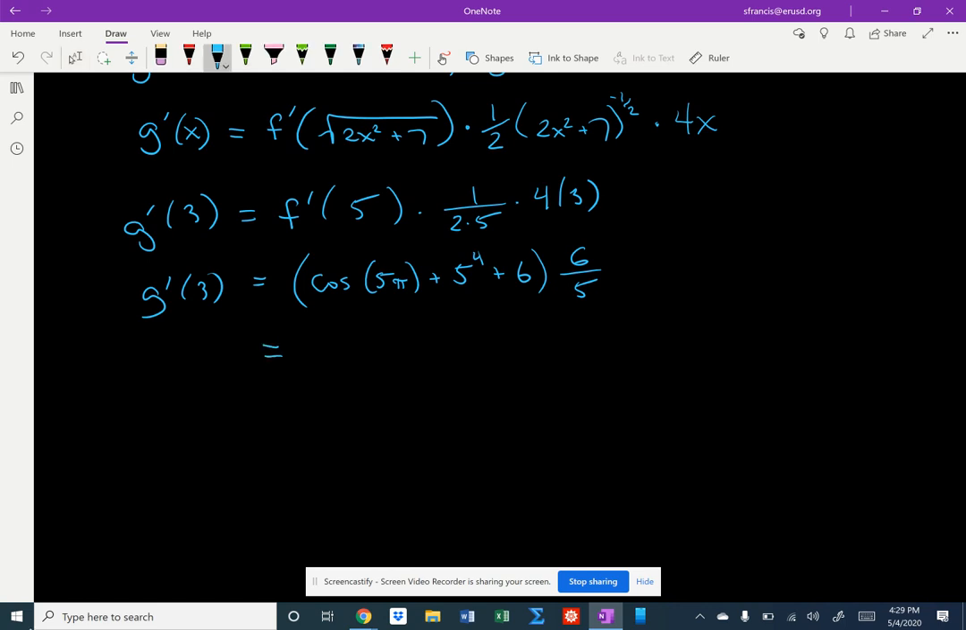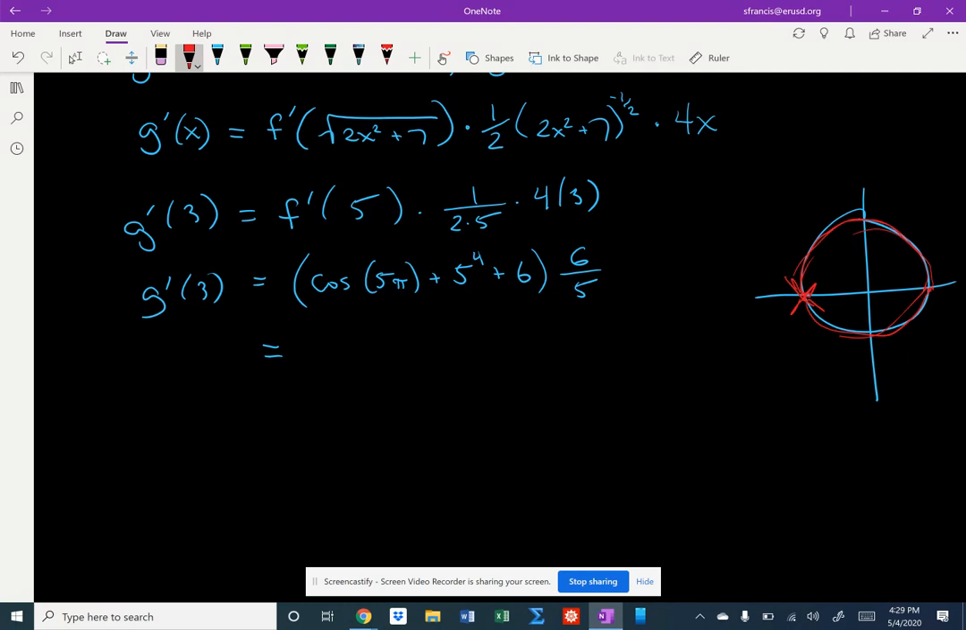For cosine of 5 pi, if you remember your unit circle, the cosine function starts off when x equals 0 at 1. And then if you rotate half a circle, pi, that's negative 1. Another half circle for 2 pi, that's back to 1. 3 pi, 4 pi, 5 pi is going to be right back over here. And so cosine of 5 pi is negative 1.